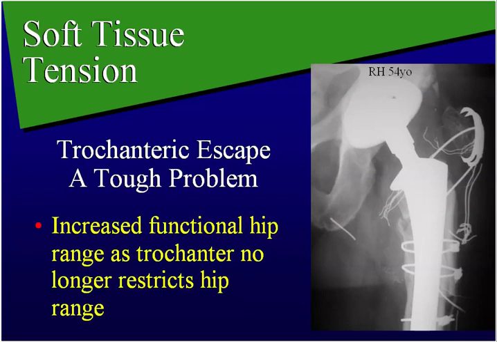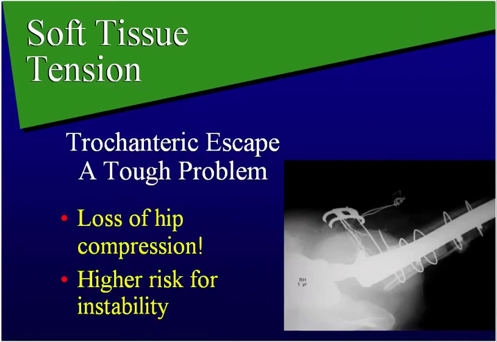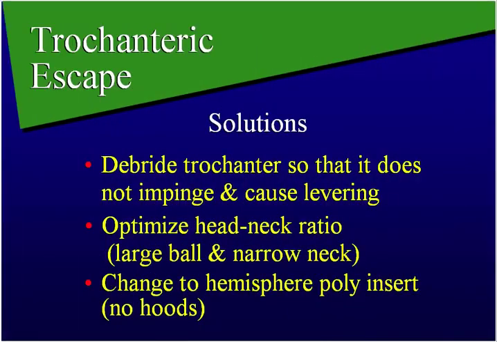The solution is to debride the trochanter so it doesn't impinge at all with any of the scar tissue. You optimize the head-neck ratio so you use a larger ball and a narrower neck. That may come at a price with a thinner polyethylene for higher wear, but I'd rather have the stability. You have to change to a hemisphere cup, no hoods, so you want to maximize that arc range as much as possible to maintain your stability.